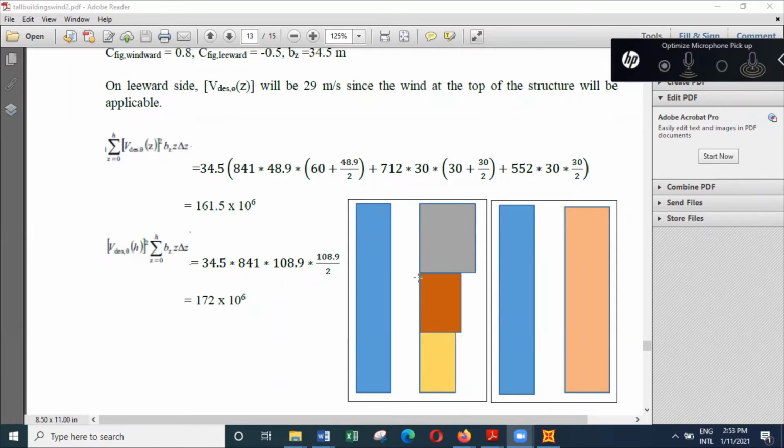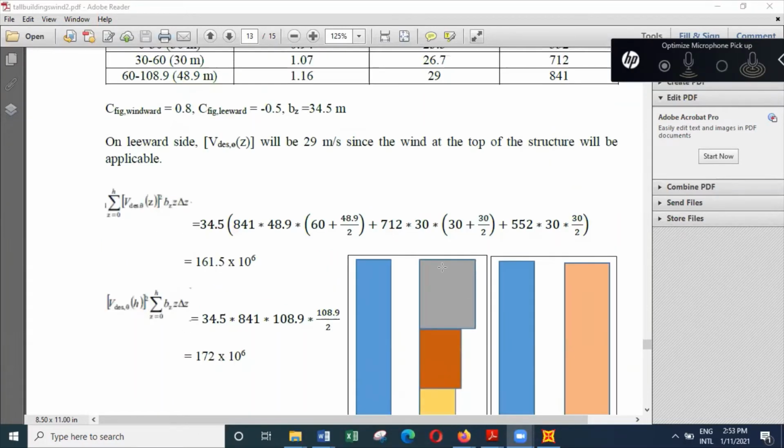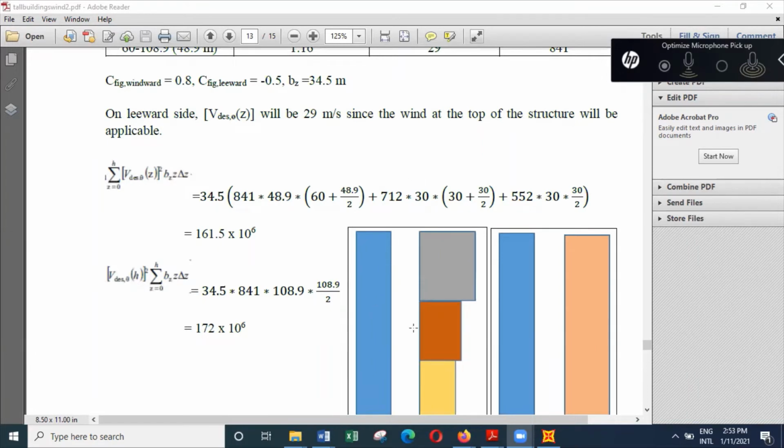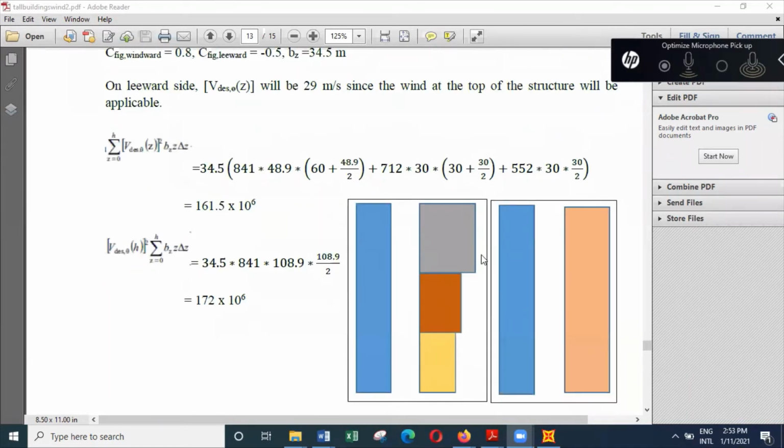Then we come to this component. Here the wind speed is 712 and the height of the section is 30 meters, and distance to centroid is 30 plus 30 divided by 2. And similarly, I can write the equation for this part as well.